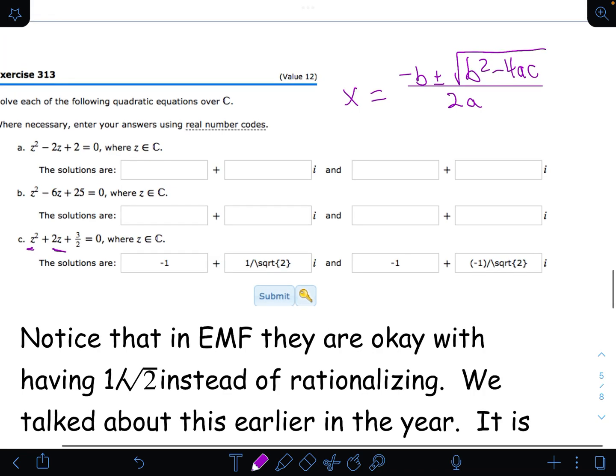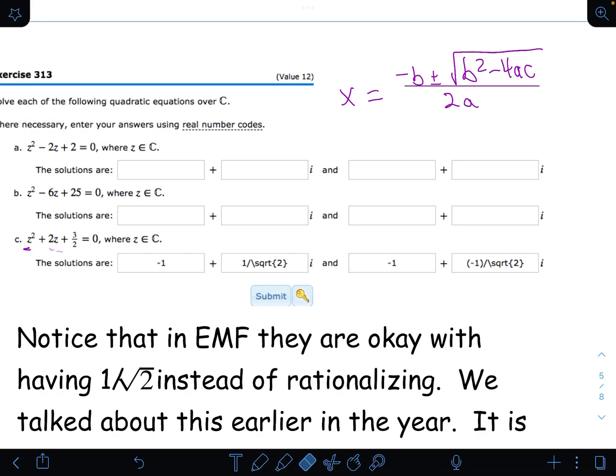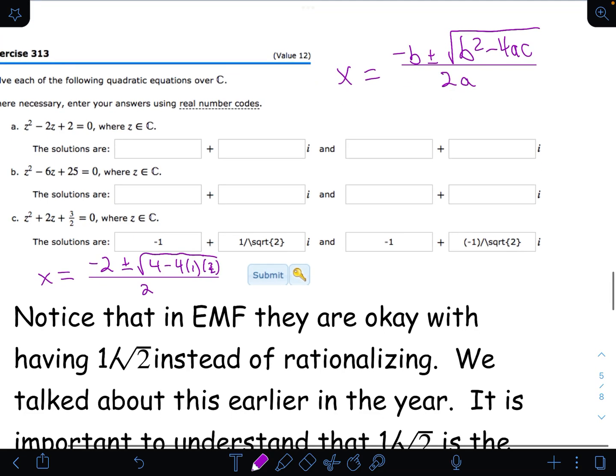So, when you go to solve a problem, say where a is 1, b is 2, and c is 3/2, we can solve this, no problem at all. You just have to substitute appropriately. Let's go ahead and try it. x equals negative b, so that's negative 2, plus or minus 2 squared, which is 4, minus 4 times a, which is 1, times c, which was 3/2. And that's all over 2 times 1, or simply 2.